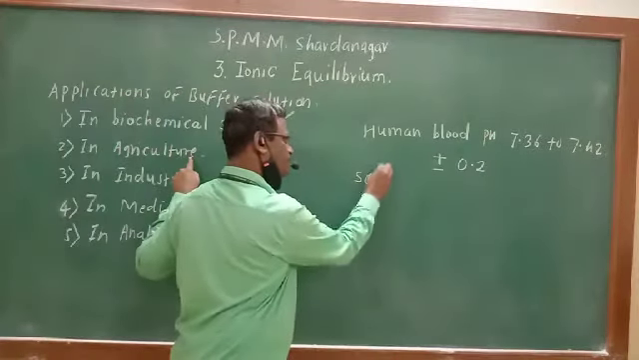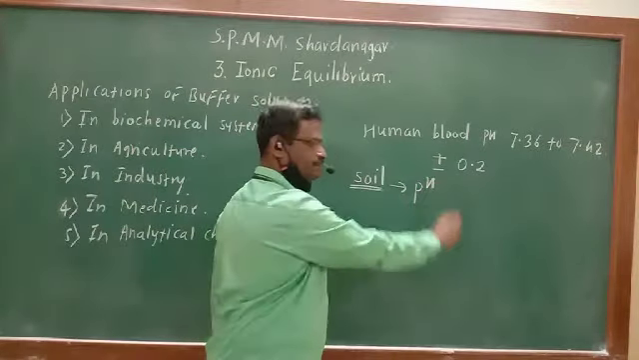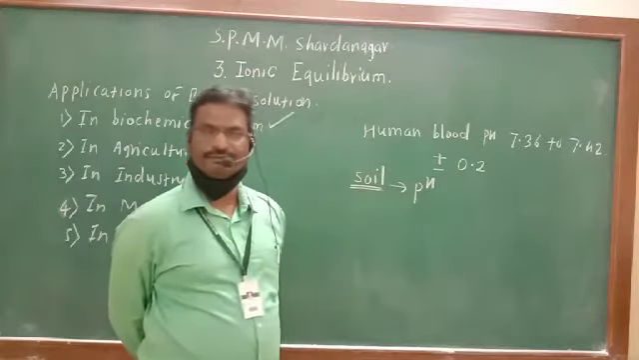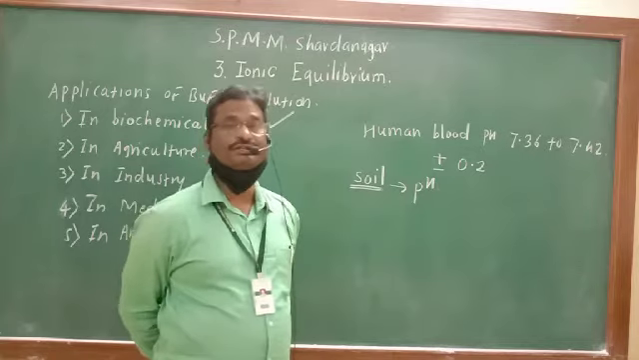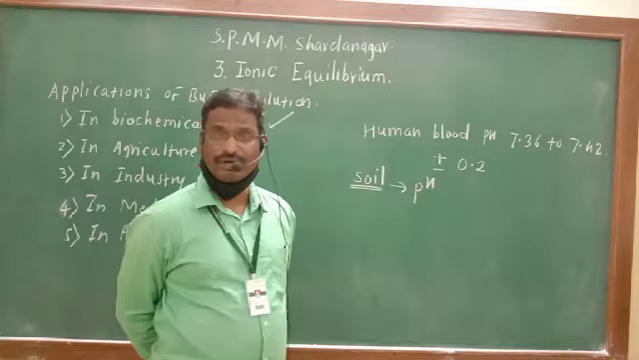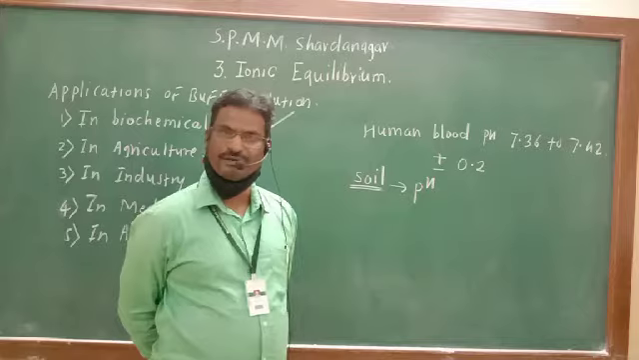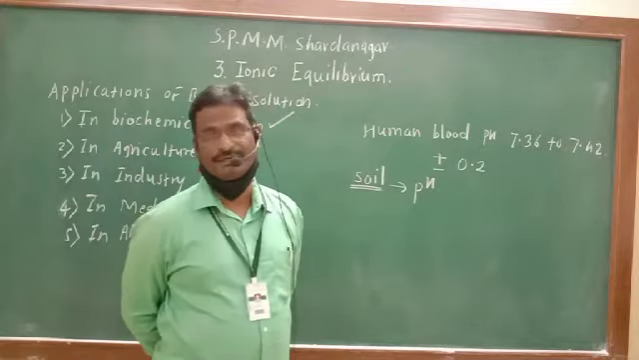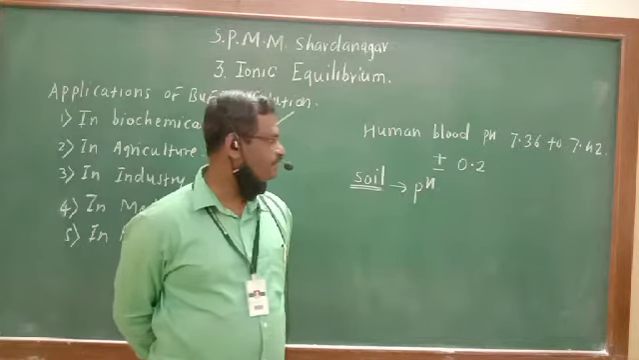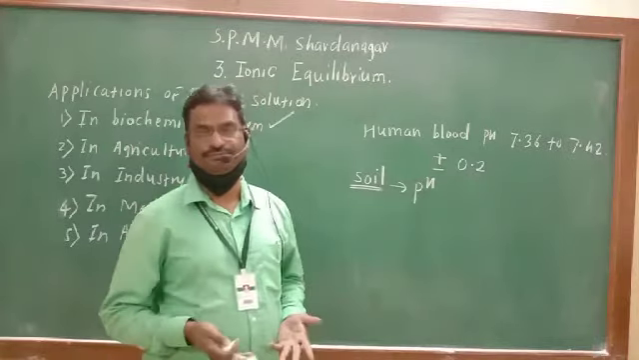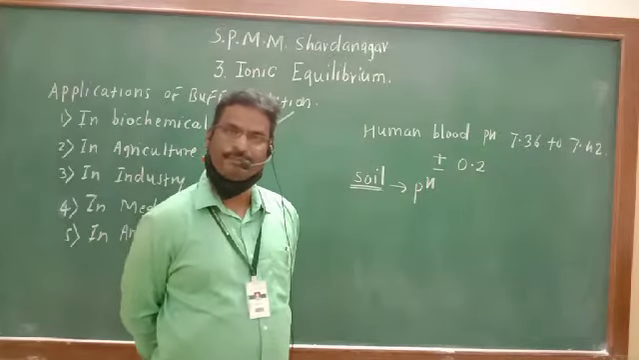Agriculture is mostly based on the soil. Soil has a certain pH range. The pH of soil is constant. There are different salts in the soil. Carbonate salt is there, phosphate salt is there, sulfate salt is there. So different salts are present in the soil, and because of the salts, the pH of the soil may be different. It may vary.